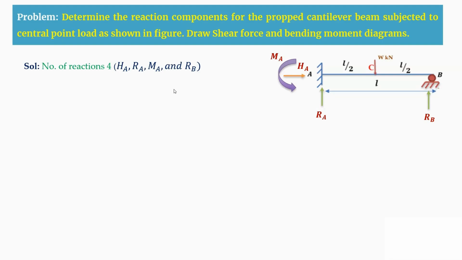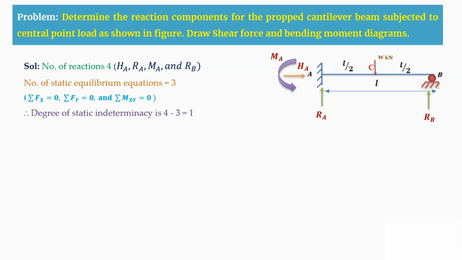Now coming to the next step, we are going to see the number of static equilibrium equations. Those are three: summation of forces in the x direction, summation of forces in the y direction, and moment in that plane, each equal to 0. So there are three static equilibrium conditions. Now the degree of static indeterminacy is the number of reactions minus the number of static equilibrium equations. Therefore it is 4 minus 3, which is 1.